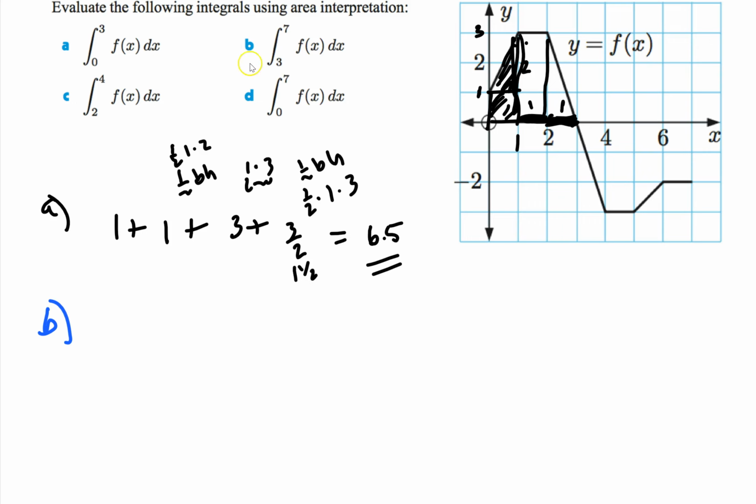Now look, they want the area from 3 to 7. So that's from here to here. First thing I want you to notice, it's underneath the curve. It's underneath the x-axis, so our answer is going to be negative. Same concept. We have to find the area of this mess here.